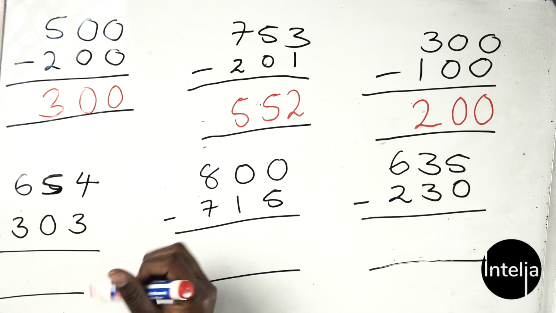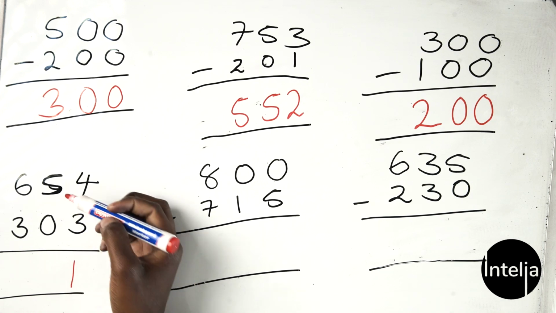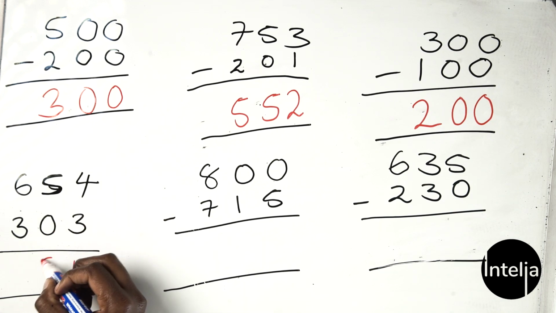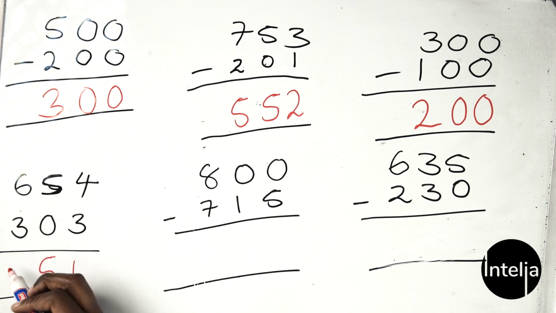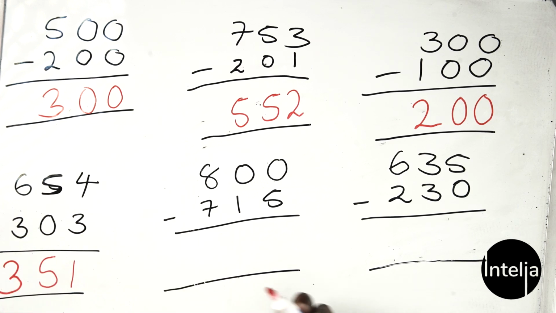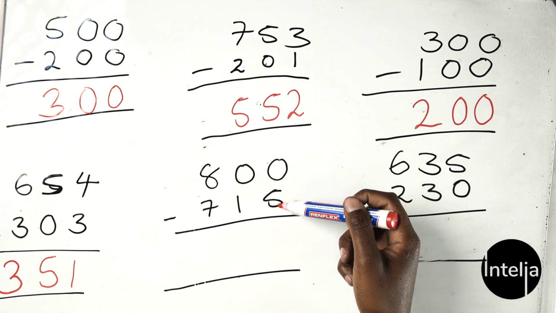We move on to the next one. 4 minus 3, that's 1. 5 minus 0, that's 5. You write your 5 here. 6 minus 3, that's 3. You write your 3 here. That's your answer.